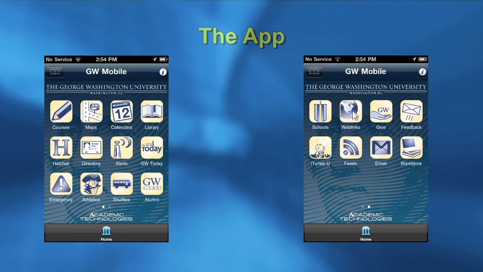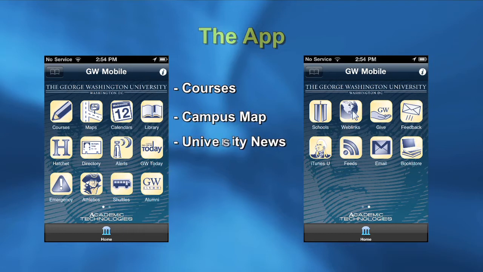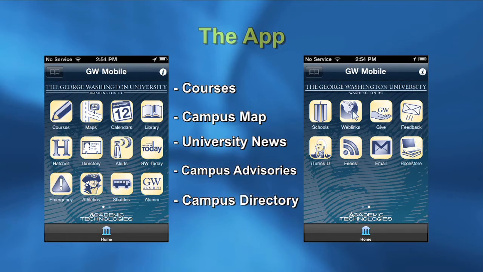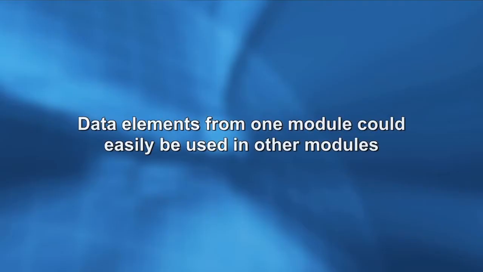Users can access academic course listings, campus map with building locations, university news sources, campus advisories, campus directory, shuttle information, and more. One of the main things we focused on as we were developing this app was to make sure that the data elements from one module could easily be used in other modules.